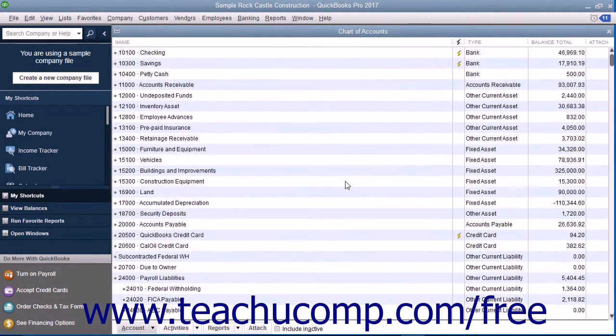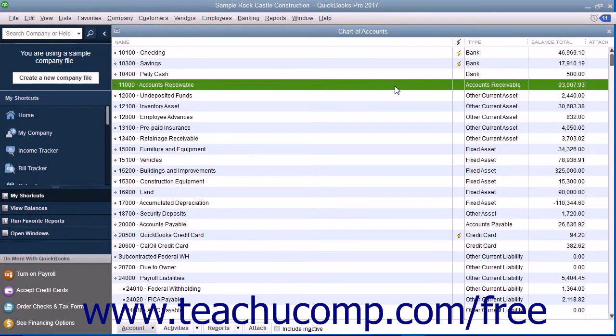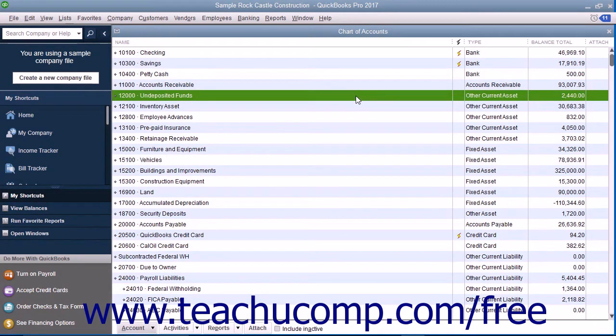So first you have your balance sheet accounts, and at the very top of the balance sheet accounts you have your assets. Assets are what you own and what other people owe to you. More specifically, the money that people owe you is called your accounts receivable. Other assets may include various things such as checking account money, inventory, fixed assets like vehicles or computers, as well as undeposited funds from customers.